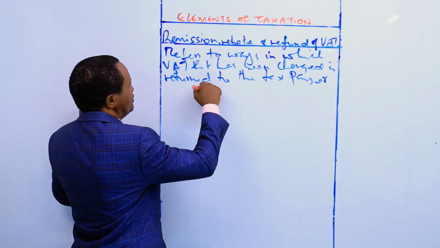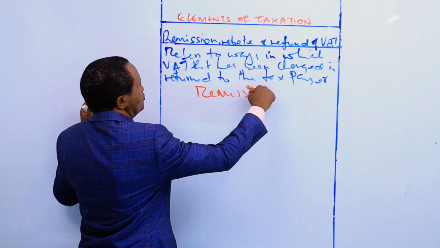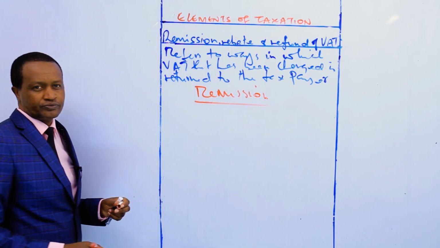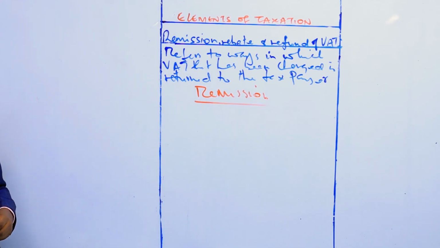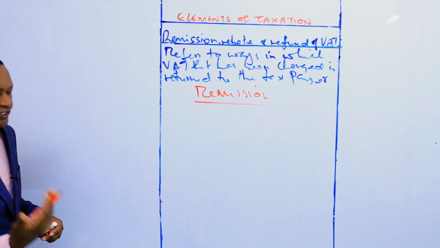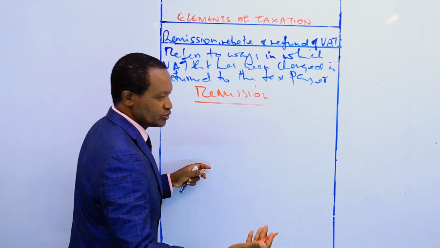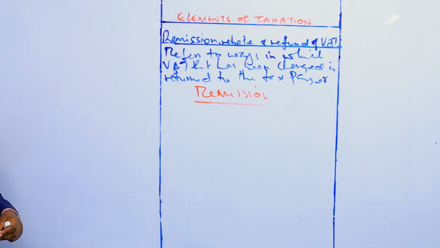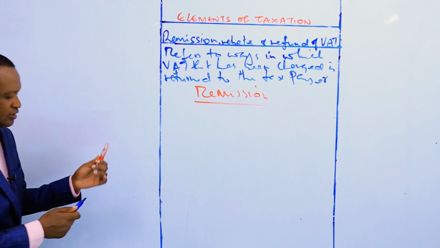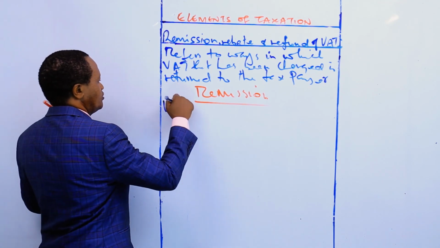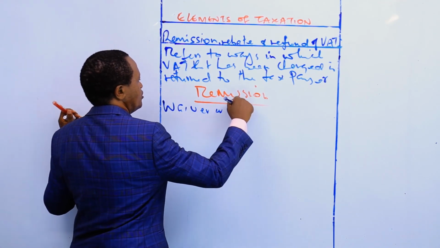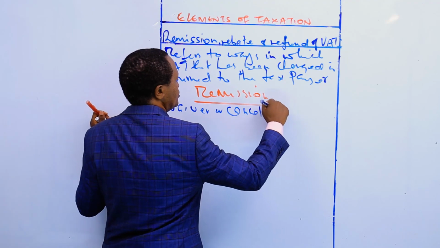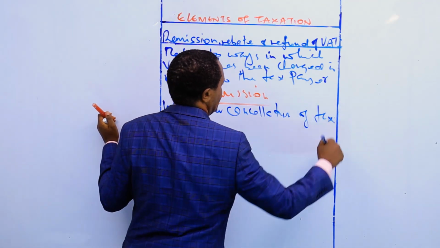First, define remission. Remission of VAT. Remission of tax means the waiver or cancellation of a tax liability.